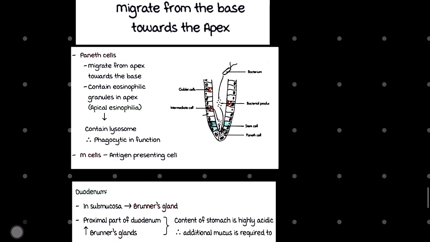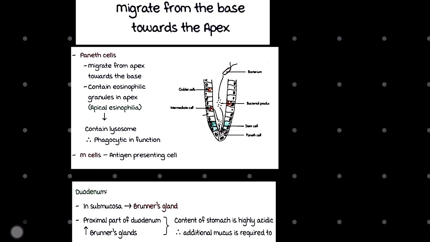Here it is not colored. If it was colored, you would see the apical region over here. Why are they distributed in the apical region? Because they contain lysozyme. They are phagocytic in nature because they secrete cytokines, which are rich in tumor necrosis factor. This tumor necrosis factor will kill excess microorganisms, and our flora will be maintained.